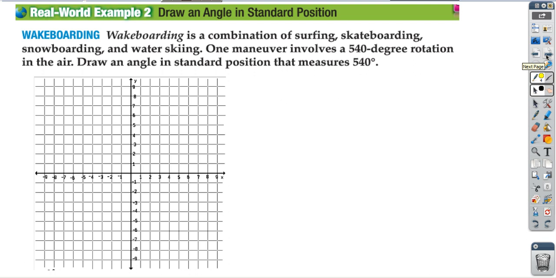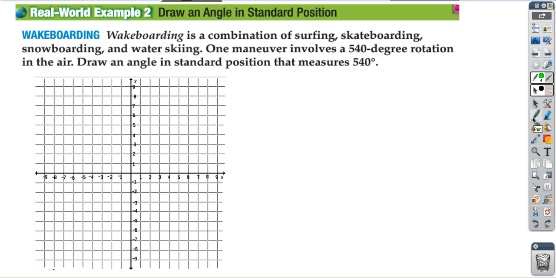Wakeboarding, they say, is a combination of surfing, skateboarding, snowboarding, and water skiing. You've probably seen skateboarders do this. They do this in sports like basketball too, where somebody tries to do a dunk and spins around more than a full rotation. So this one says that a 540 degree rotation is one of the techniques.